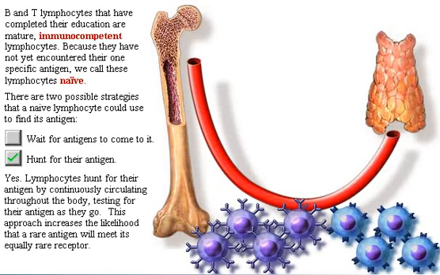Yes, lymphocytes hunt for their antigen by continuously circulating throughout the body, testing for their antigen as they go. This approach increases the likelihood that a rare antigen will meet its equally rare receptor. Click one of our naive graduates to see it circulate.